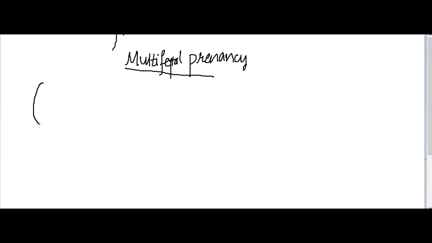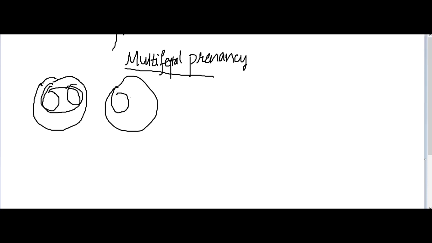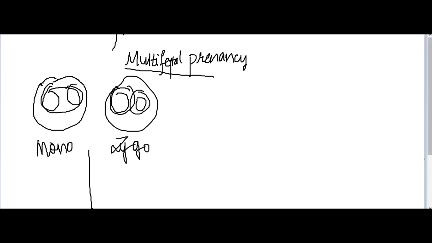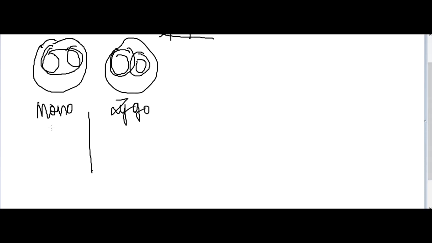There can be monozygotic twins, which have originated from the same zygote, or dizygotic twins, which have originated from two different zygotes. If it's monozygotic twins, they are mostly identical. If it's dizygotic twins, they are not identical, and the genotype is similar in monozygotic twins but not in dizygotic twins.